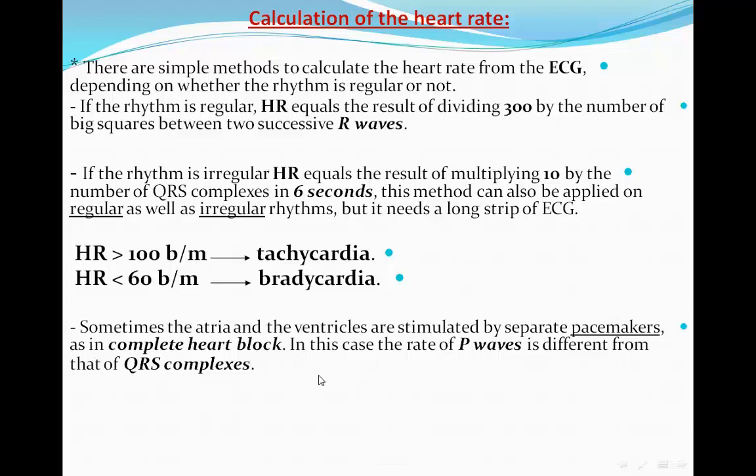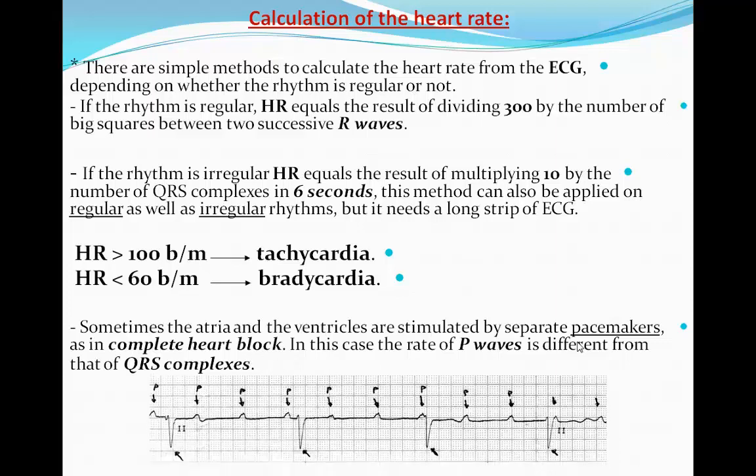Sometimes the atria and ventricles are stimulated by separate pacemakers, like in complete heart block or AV dissociation. In this case, the rate of P waves will be different from that of the QRS complexes. Like this strip is showing us complete heart block. These are multiple P waves which are regular in their own rhythm. They have their own rate of firing, and because it is regular, we can calculate the atrial rate from this first method.